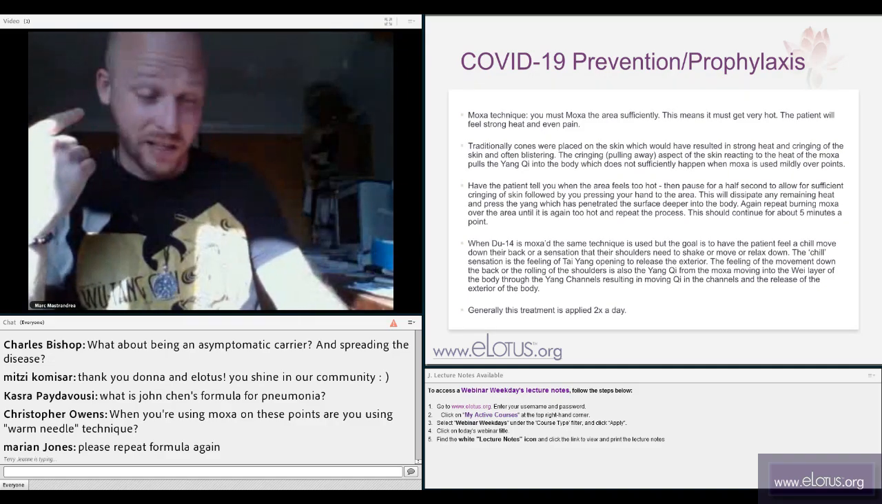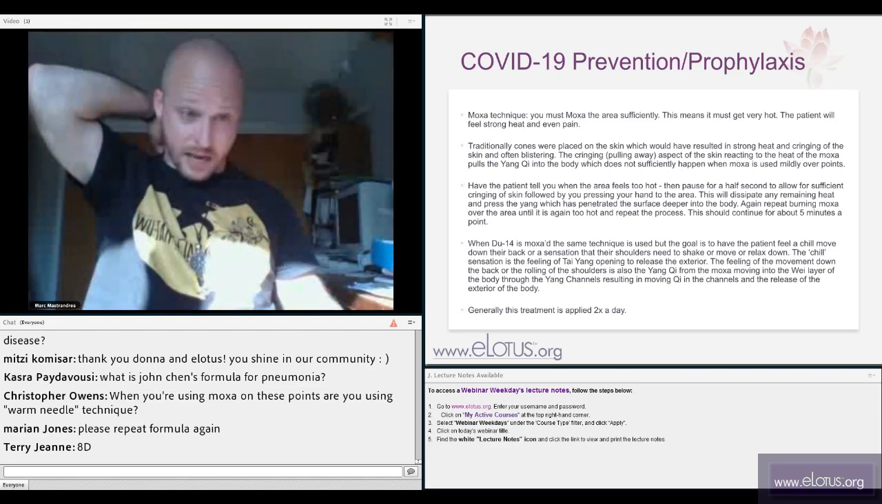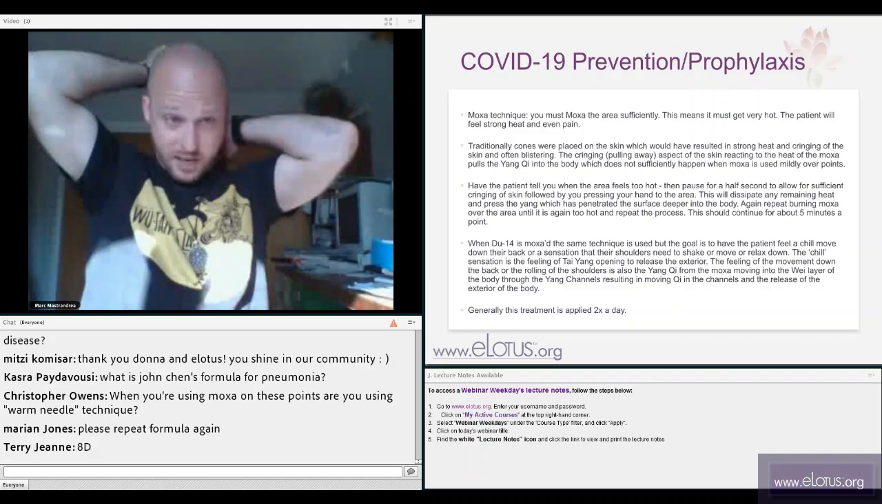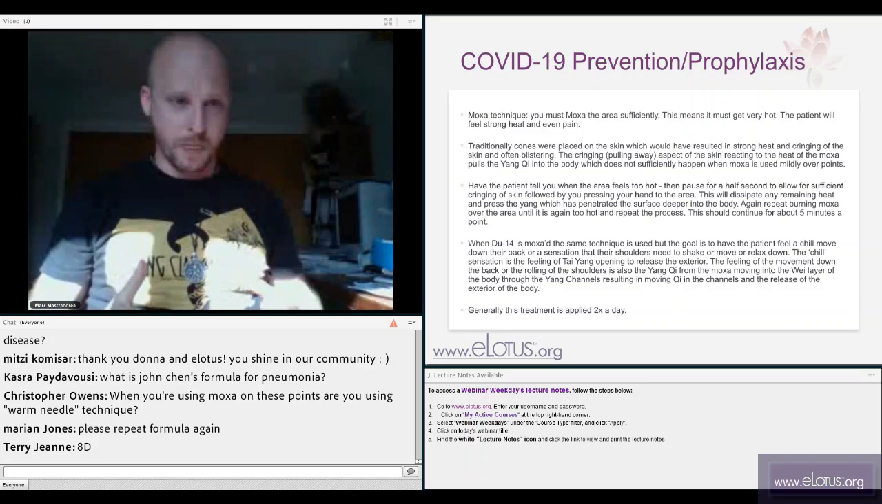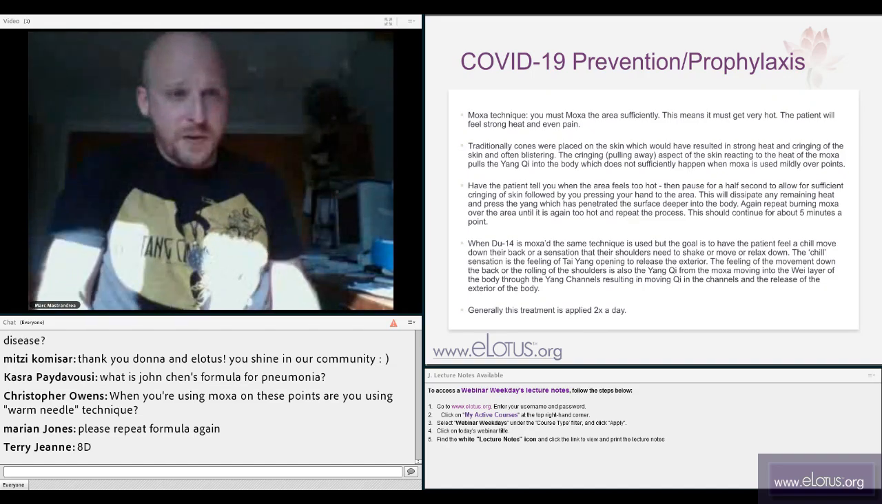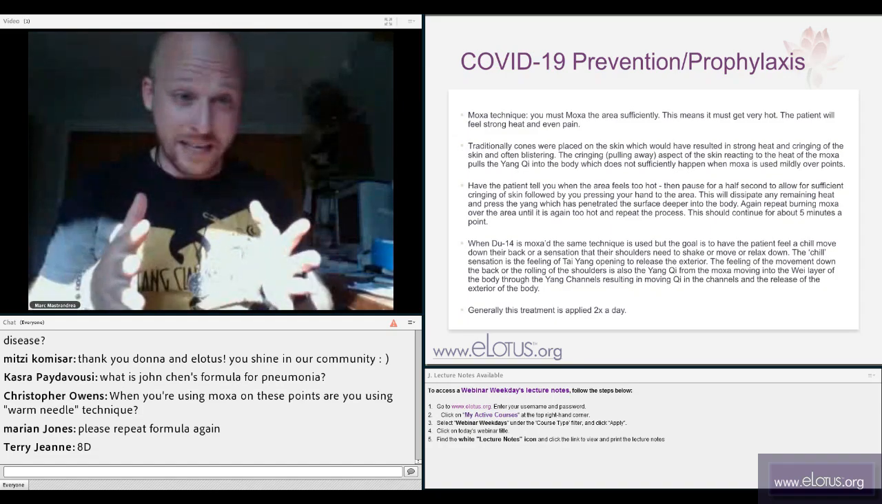Now, Du 14, I use a little bit interesting feedback. With Du 14, when you moxa on the area, same idea, but eventually what's going to happen is the person's going to feel a chill go down their spine. It's going to go right down the back, tai yang, du mai. It's going to go right down the back. And they're going to feel maybe like they want to shake their shoulders, like a shiver. What is that? That's the exterior releasing.